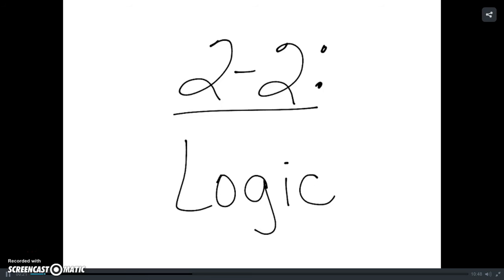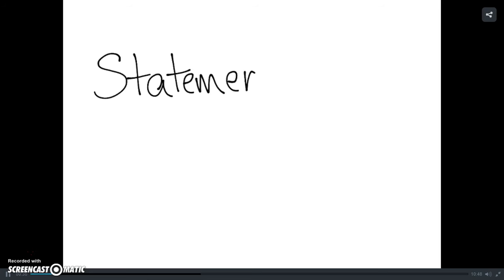We're going to be trying to prove that a shape is a quadrilateral, or that it is a square, or it is an equilateral triangle, or that it's not one of those things. So in order to do that, we're going to have some statements. That's our first term for today: statement. And this is just going to be a sentence that can either be proven true or false.